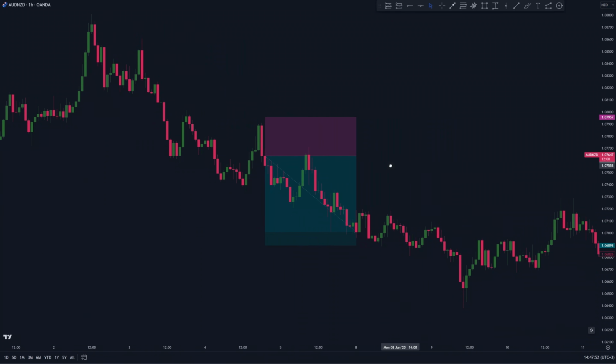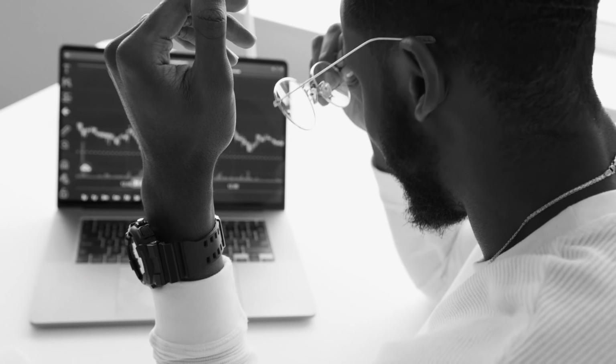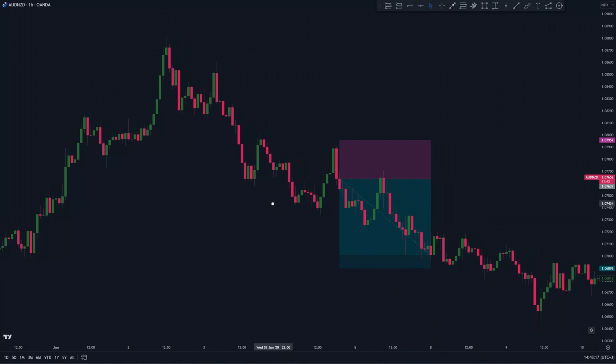Now, as you can see from these two examples, identifying the ABC patterns like this can be a daunting task that can take hours upon hours of staring at your screen. To avoid this, we're gonna use an indicator called Trading ABC.